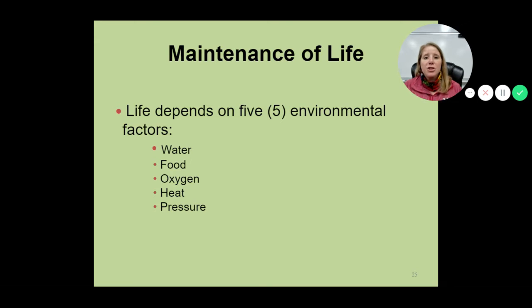And there's a certain amount of pressure. We need air pressure to help push air into our lungs. We need the water pressure inside of our body to kind of push back. We need all these pressures to be working throughout our body for it to live.